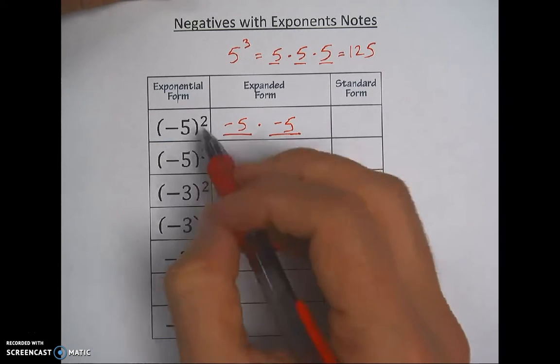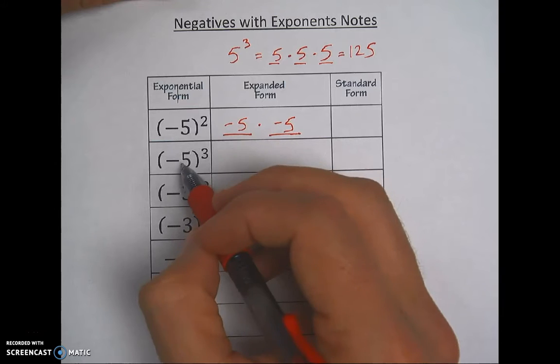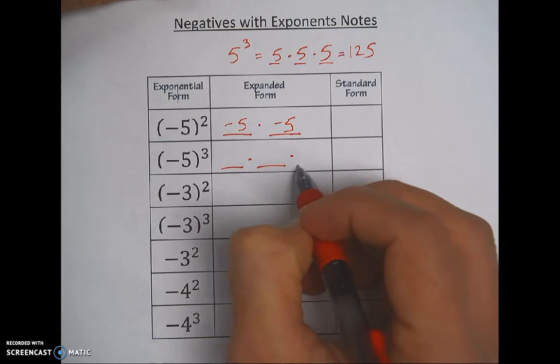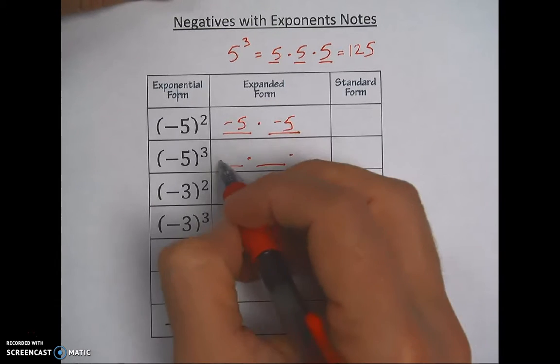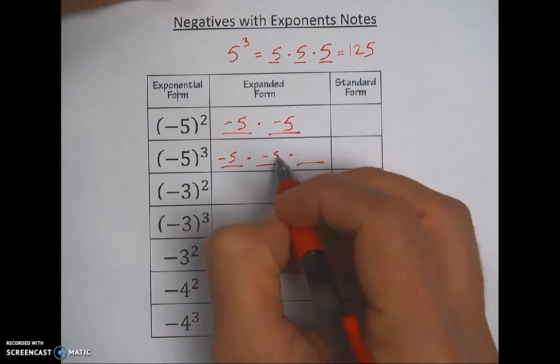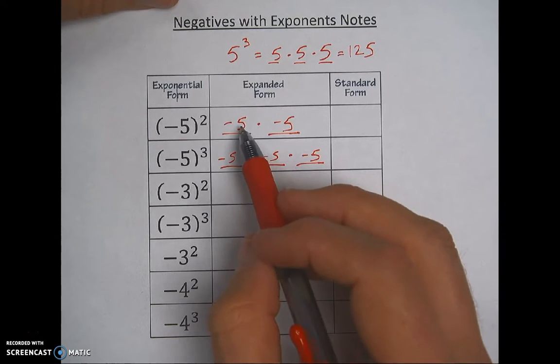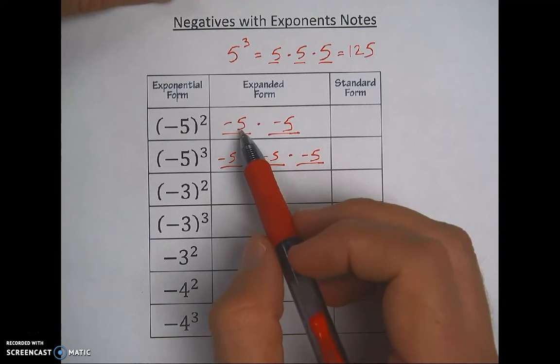So before I go to standard form, let's jump down. If this is the same thing but raised to the third, I've got 3 blanks, and each blank is being filled with the base. Negative 5, negative 5, negative 5. Now, let's go back up here. Standard form means actually get the answer.